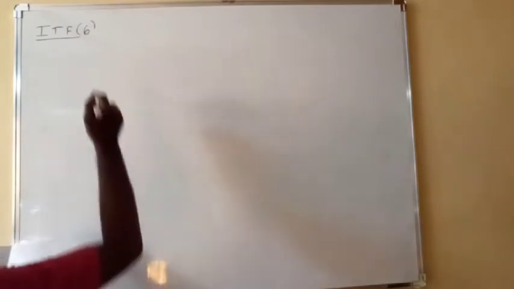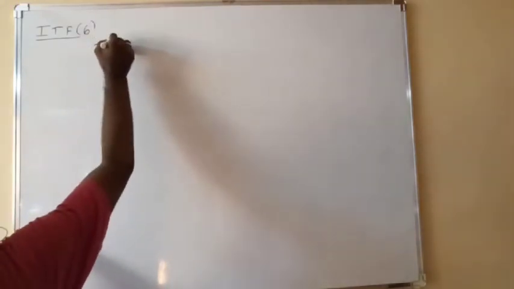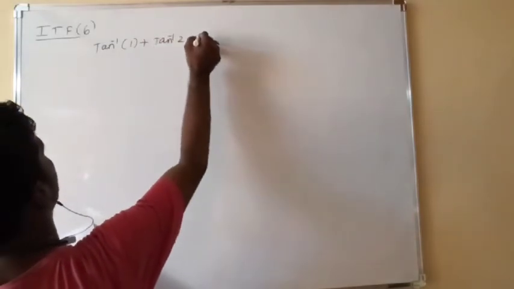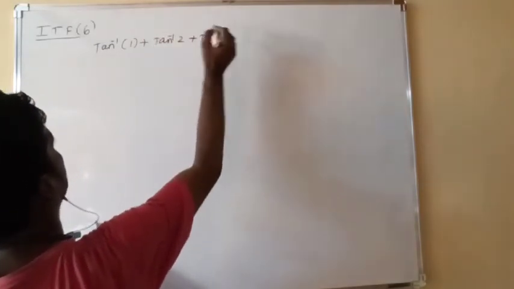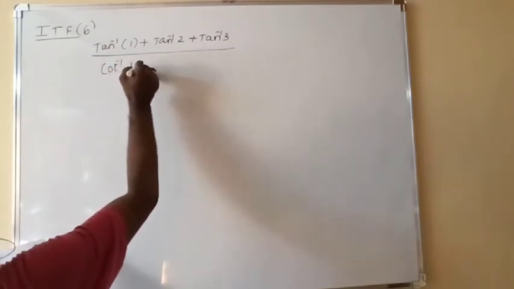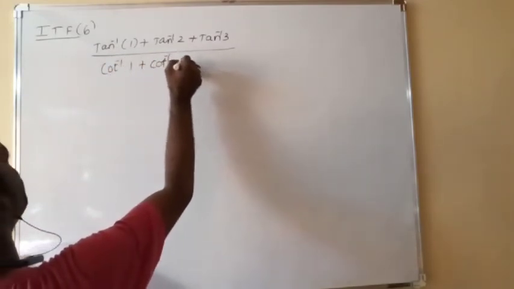Next one. This also looks very difficult, but it is easy. Before that, I am going to solve one more simple problem: tan inverse 1 plus tan inverse 2 plus tan inverse 3, divided by cot inverse 1 plus cot inverse 2 plus cot inverse 3.